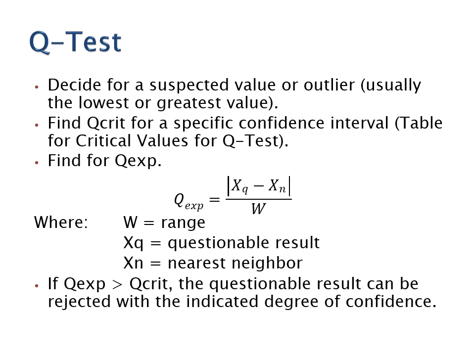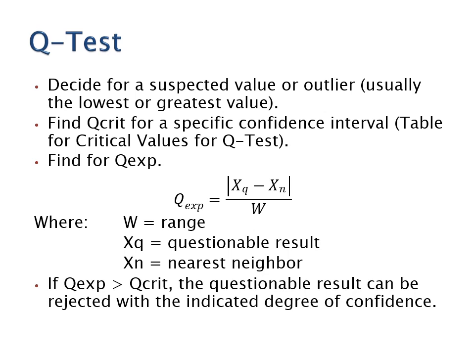So, to compute for Q-test, find Q-crit for a specific confidence interval. So, may table tayo dyan sa next slide. And then, find for Q experiment. So, here's the formula. W is the range. XQ is the questionable result, yung na-obtain nyo, yung pinagdududahan yung resulta, and XN is yung nearest neighbor.